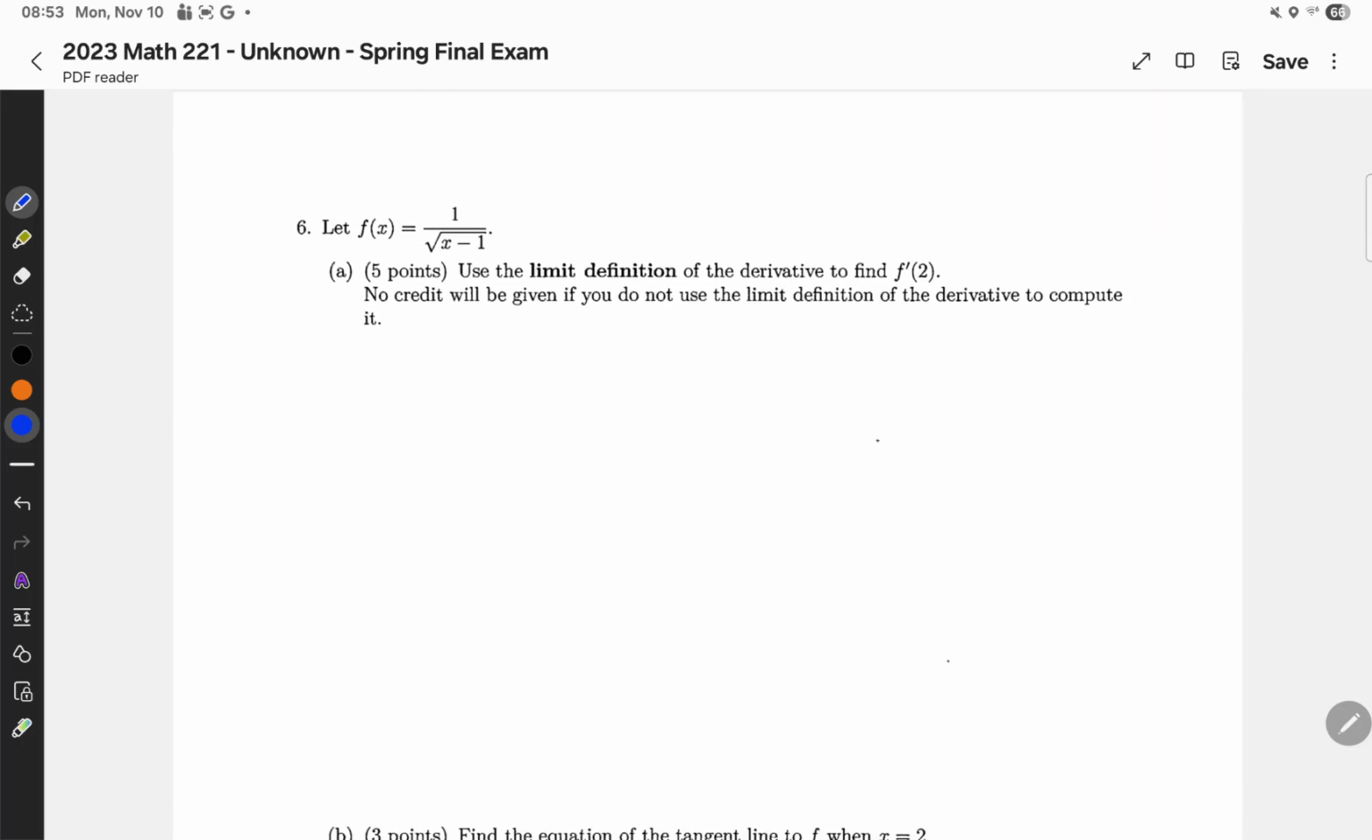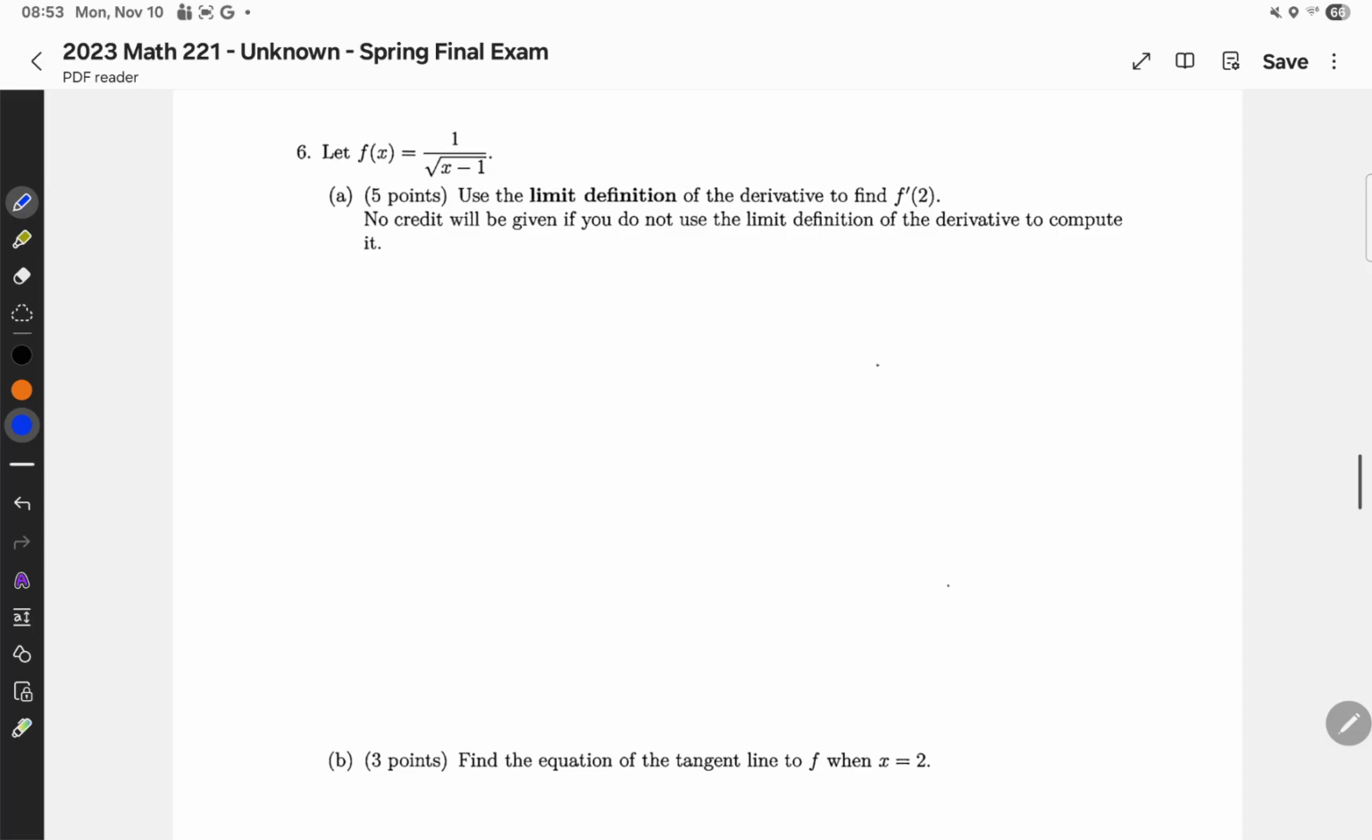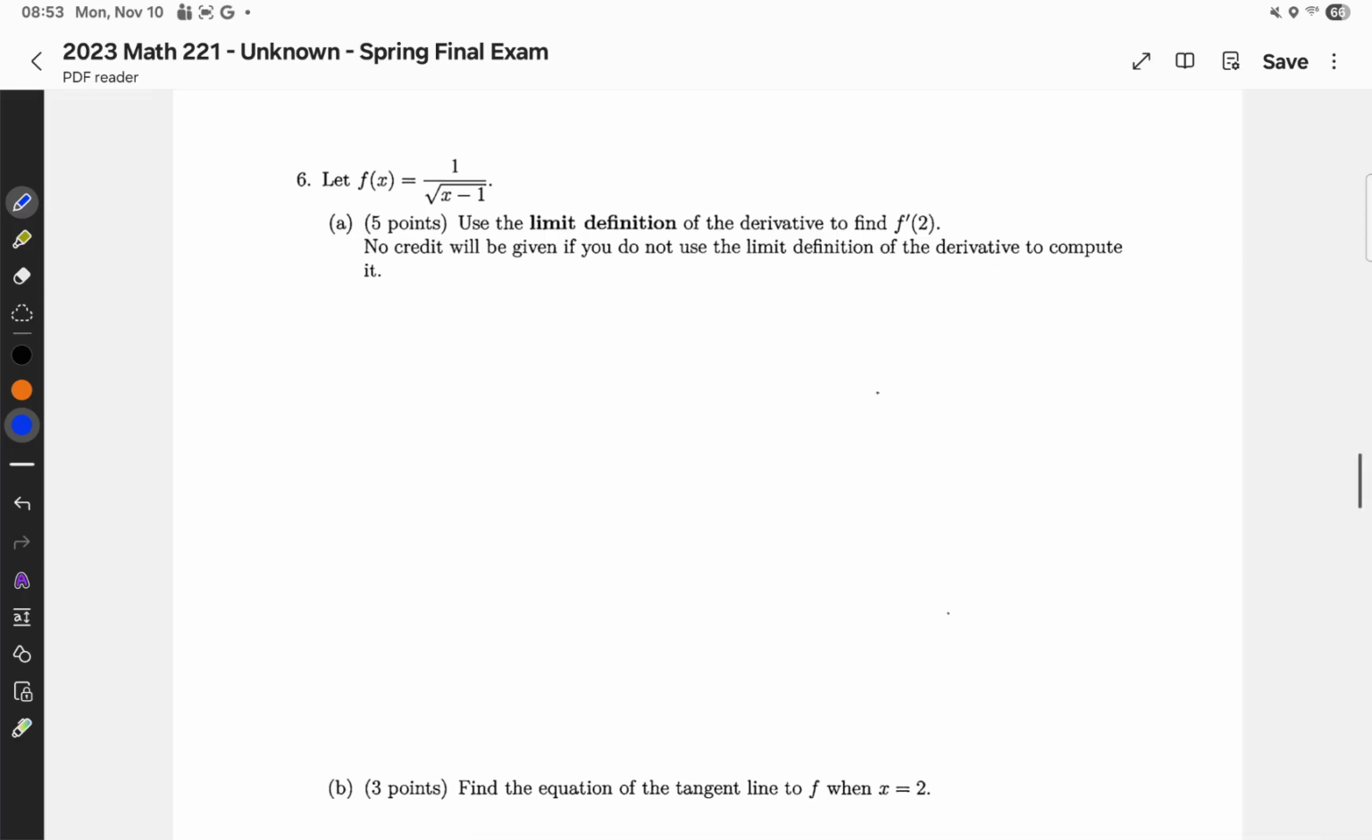All right, moving on to question 6. Use the limit definition of the derivative to find f prime of 2. No credit will be given if you do not use the limit definition. All right, this one's going to be ugly. So we have f of x is equal to 1 over square root of x minus 1.